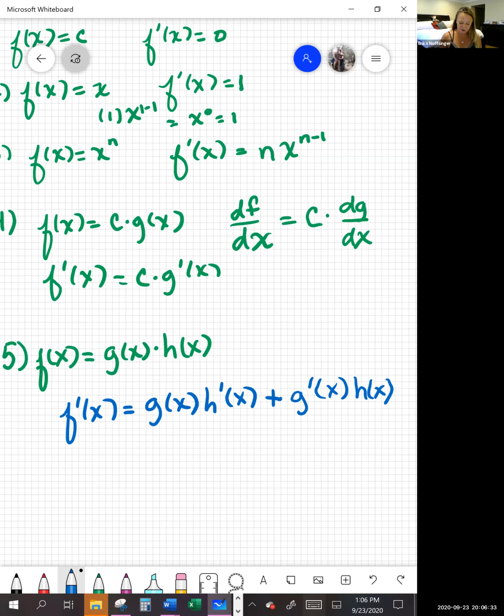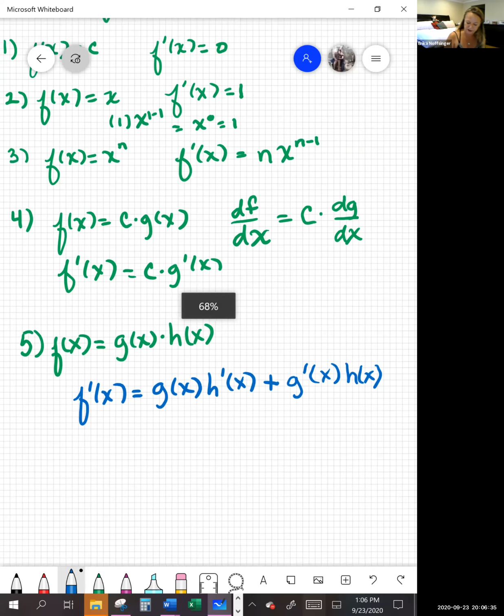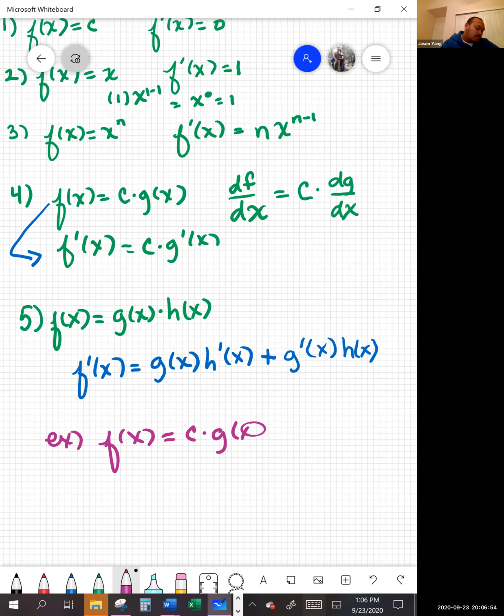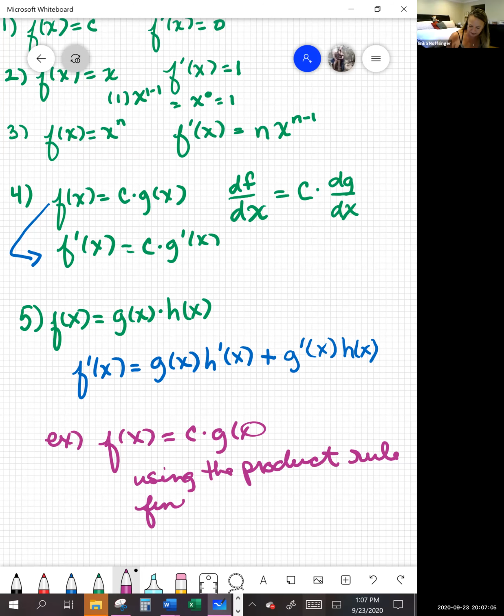So I just wanted to use that right now and kind of prove why this is true using the product rule. And so in our case here, if we said that f of x is equal to c times some g of x, using the product rule, find f prime of x. Should say g of x here.